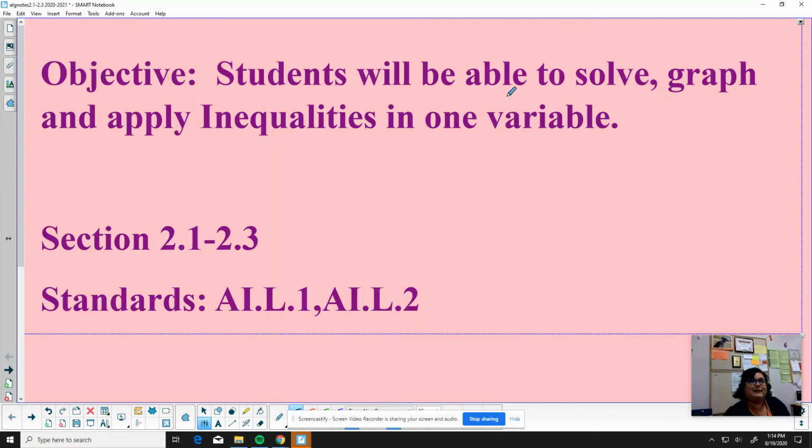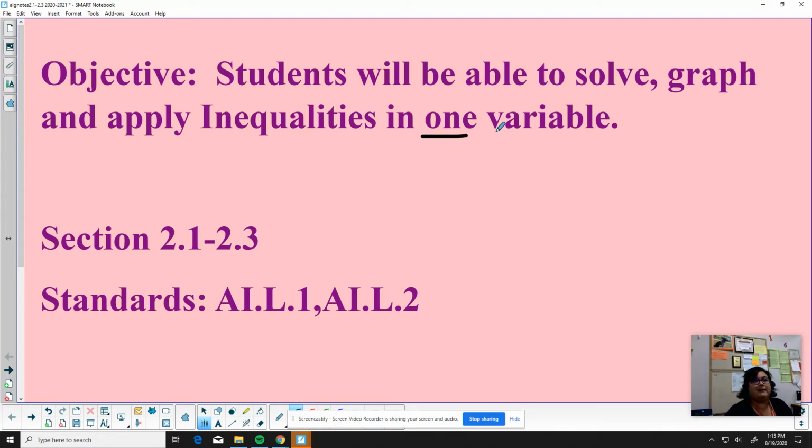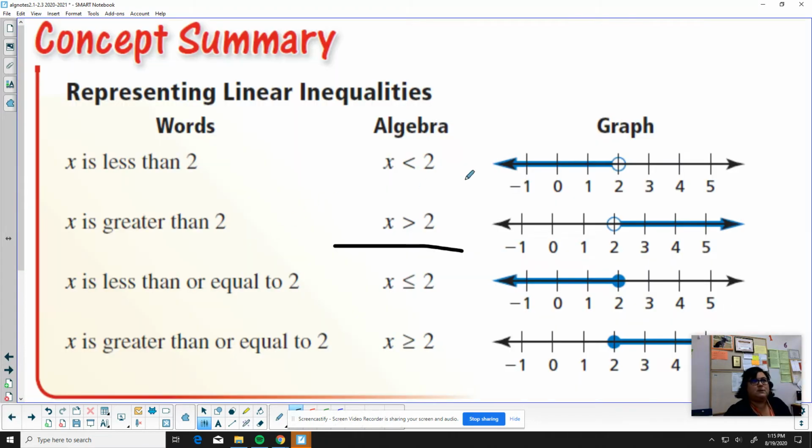We're going to be starting chapter 2 today. We're going to solve, graph, and apply inequalities in one variable, which just means we'll have inequality signs instead of equal signs, and then it'll just be one variable in the inequality, like x or a or whatever. So this is what inequalities look like when they're solved. They have a letter in the front, they have an inequality symbol, and they have a number.